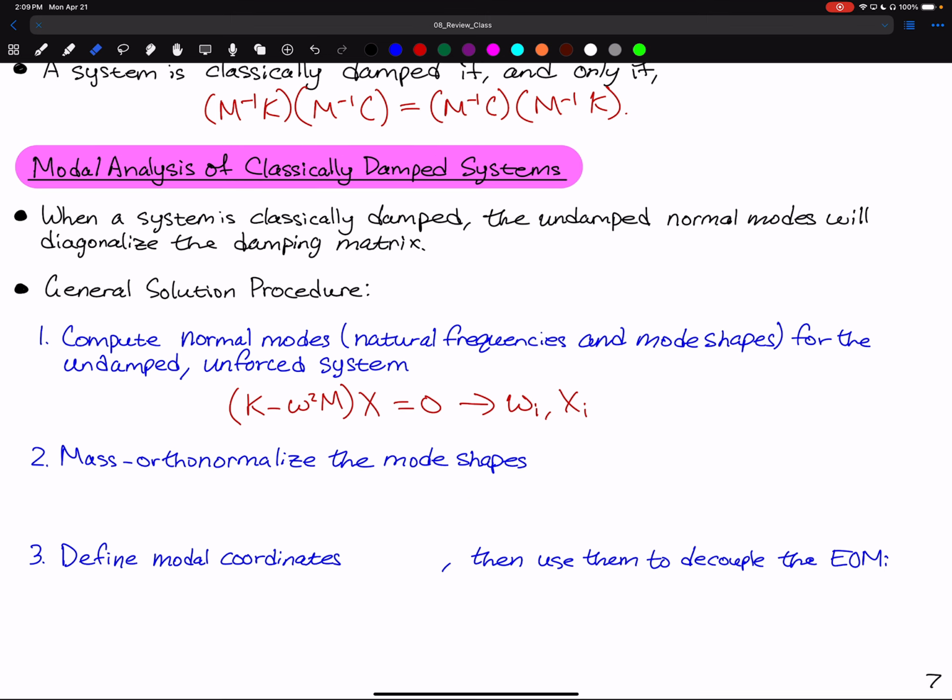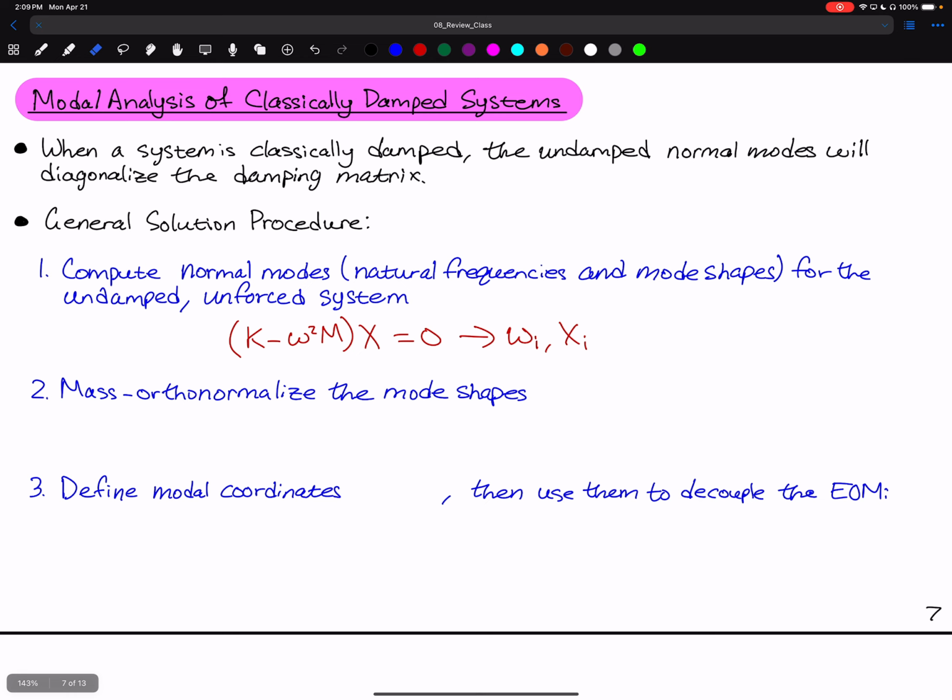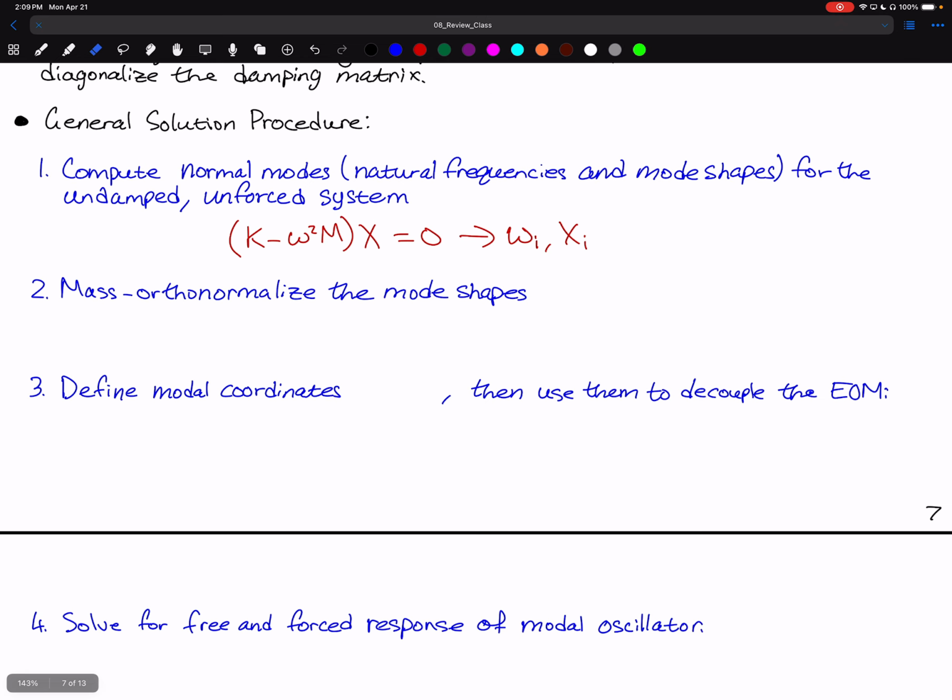From there, we're going to want to mass orthonormalize our mode shapes. To do that, we're going to say that lowercase phi, which is our mass orthonormalized mode shape, is going to be equal to some parameter alpha i times x i. And we're going to do this for every mode shape. And then we'll form a modal matrix, capital Phi, which is equal to a matrix composed of the mode shapes where each column is a mode shape: phi 1 up to phi n.